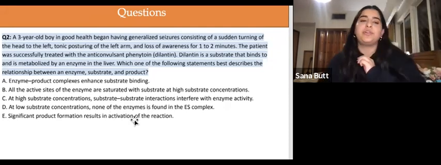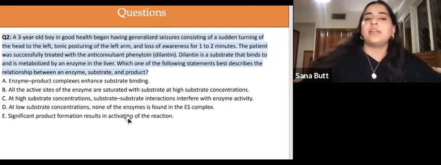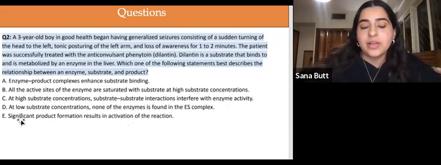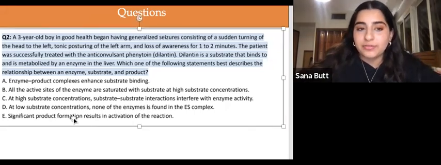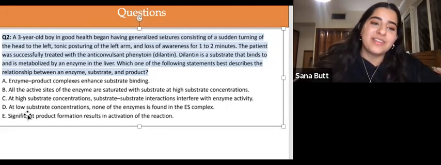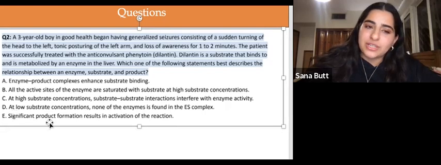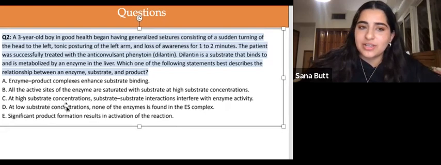Let's start going through it from the bottom, and let's start deciding if each of the answer choices are right or wrong. So E says significant product formation results in activation of the reaction. Okay, someone direct messaged me the correct answer, but we're going to hold off before we say it. So significant product formation results in activation of the reaction. That's saying that the product formation has something to do with the activation of the reaction.